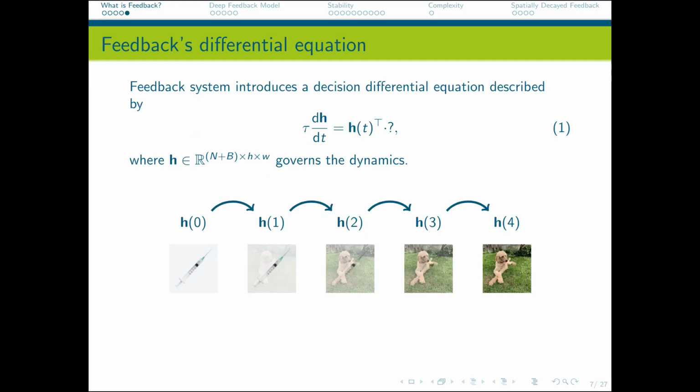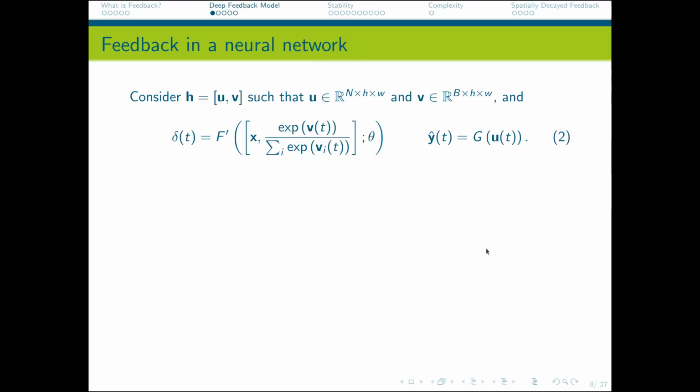So what we are proposing in this study is that we are going to define feedback as a differential equation, which is defined by a derivative. So the derivative is a function of the internal state H multiplied by something. And that something right here is what we are going to contribute to. So H is an internal state. It has N neurons for classification, B neurons for feedback, and this is exactly the internal representation that in the previous slide we showed changes from the syringe gradually to the representation of a poodle.